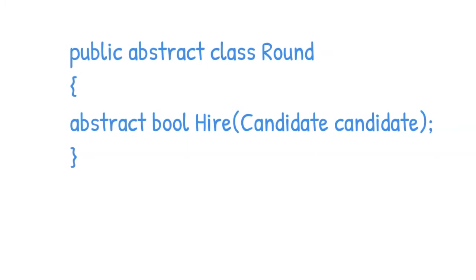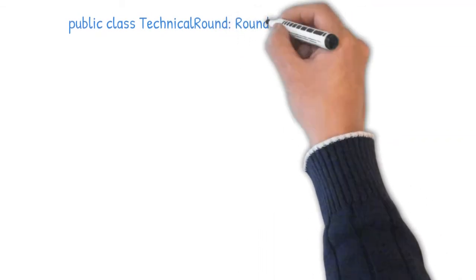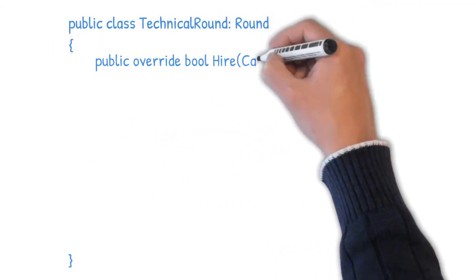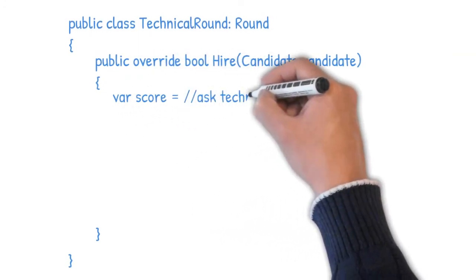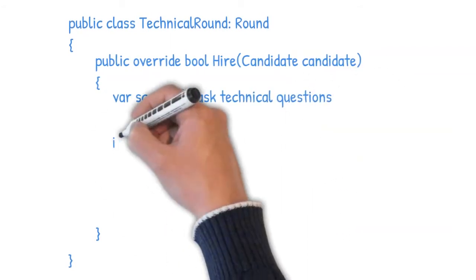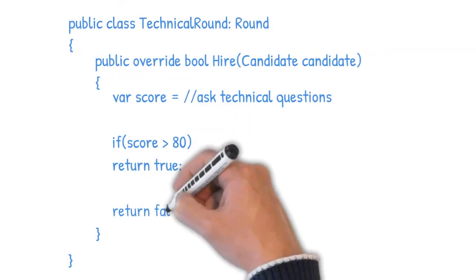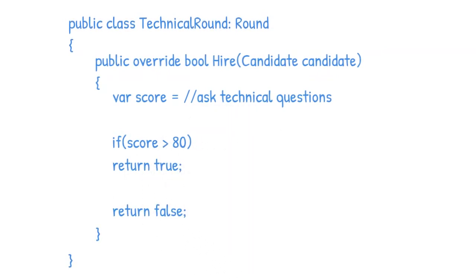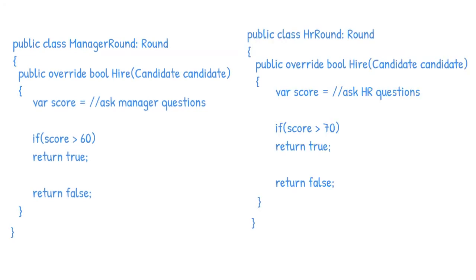The next task is to define different classes based on each round. We will start with the technical round, which inherits from the abstract Round class and overrides the hire method. It calculates the score by asking different technical questions, and then based on the score it decides whether the candidate is hired or rejected. Similarly, we will create a manager round and an HR round which define their own behavior of hiring the candidate.